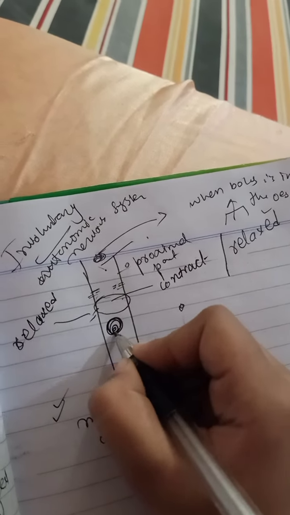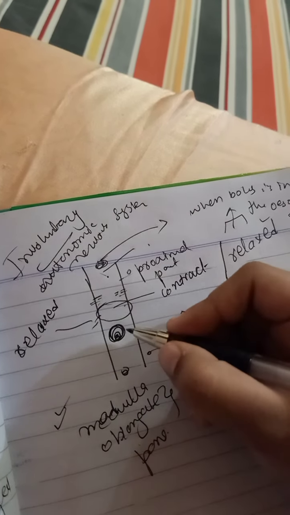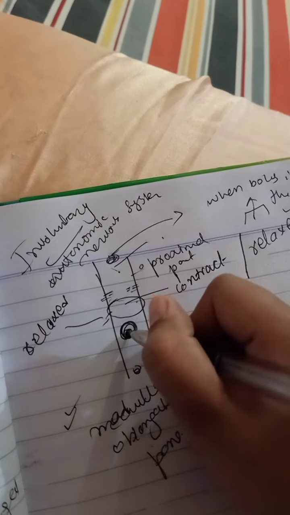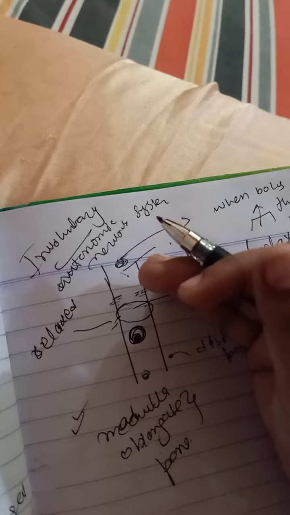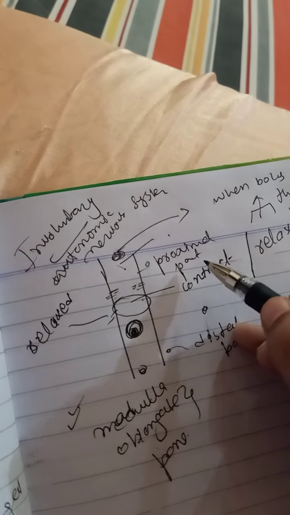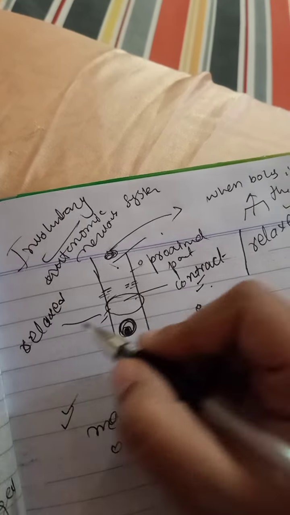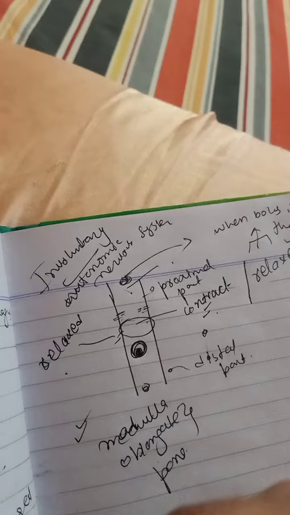So the bolus is now here, and at the backside of the bolus there is a contraction of the longitudinal muscles. The circular muscle gets relaxed and the longitudinal muscle contracts. Through this, the peristalsis will occur.